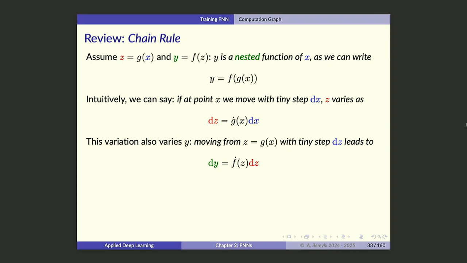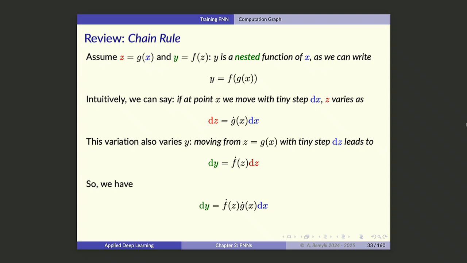Now, dz itself is given in this form, right? So I can just replace dz with this expression, g dot dx, correct? Can I do that? OK, I'm going to do that. So this means that dy is the derivative of f at point z times the derivative of g at point x times dx, correct? And I wanted to know, look at the board, how does y change, what is dy, when I change x slightly with dx. So that was the derivative.